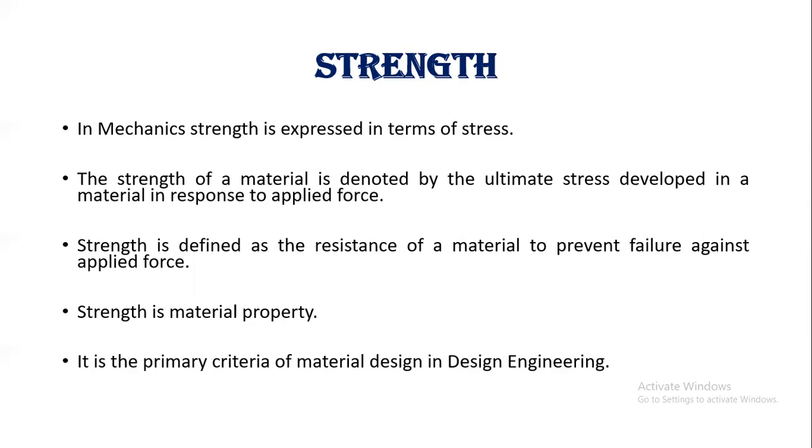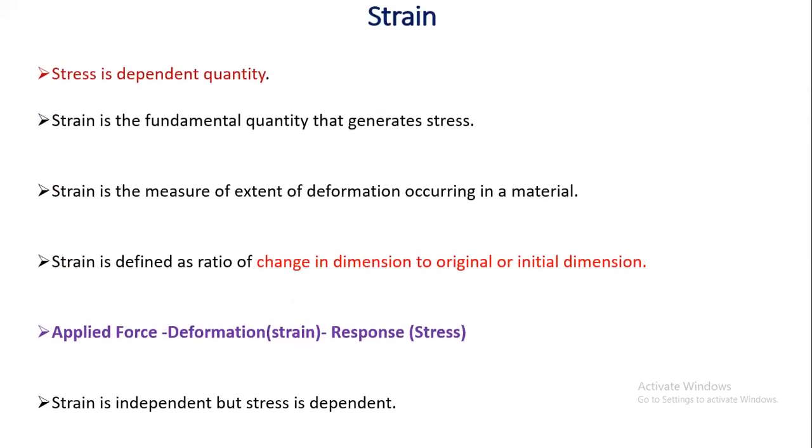And when we talk about stress and strength, another thing that obviously comes into our mind is what is called strain. Now, stress is actually the dependent quantity. That means it is not the main quantity or the basic quantity. What is the basic or fundamental quantity is what is known as strain. Strain basically leads to the condition of stress in a body. So definition wise, strain may be defined as the measure of extent of deformation occurring in any material when a force is acting upon that material.